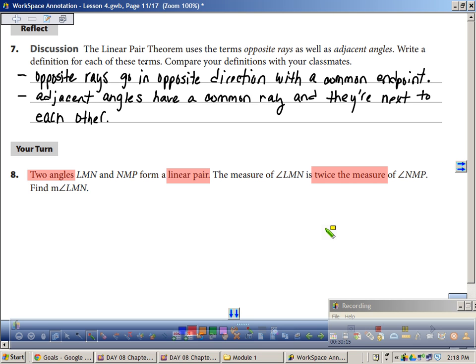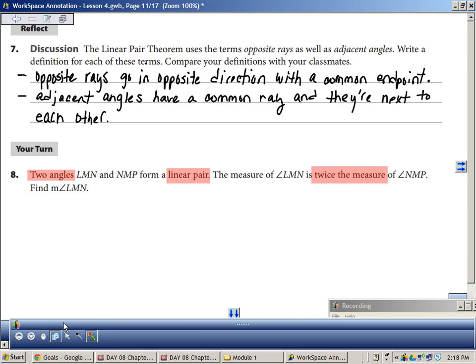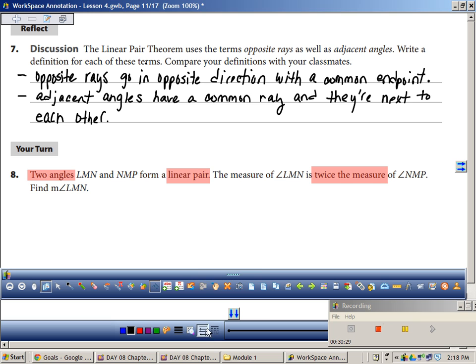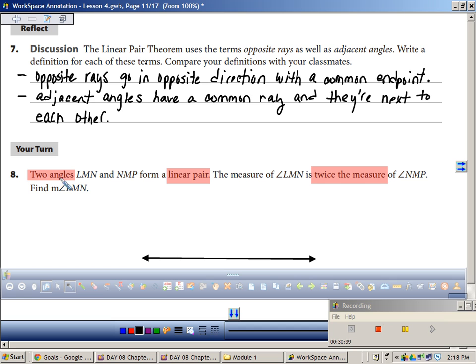So let's draw a picture. What should I start with? A line. A line that's 180 degrees, right? So I'm going to draw myself a line. And I know it's a linear pair. That means I've got two angles, right? And one of the angles is?